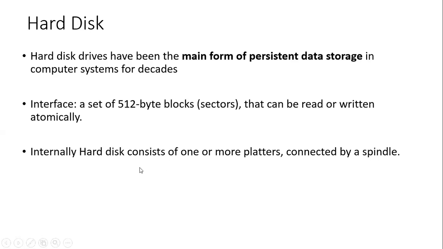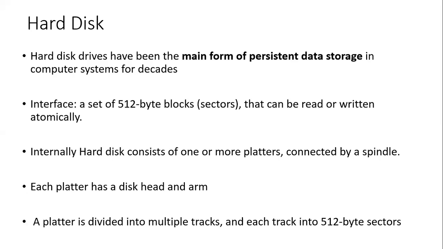Internally, a hard disk consists of one or more platters connected by a spindle. Any hard disk may have a number of platters. Each platter has a disk head and arm. Every platter is a disk which has two surfaces, and on both surfaces we can read and write. And it has a head and the arm.